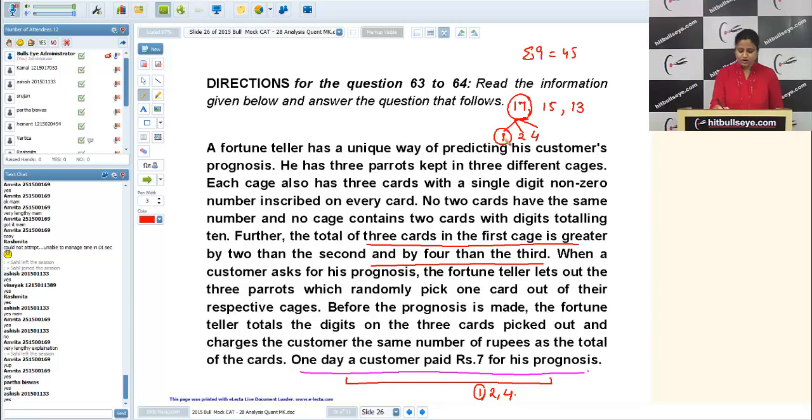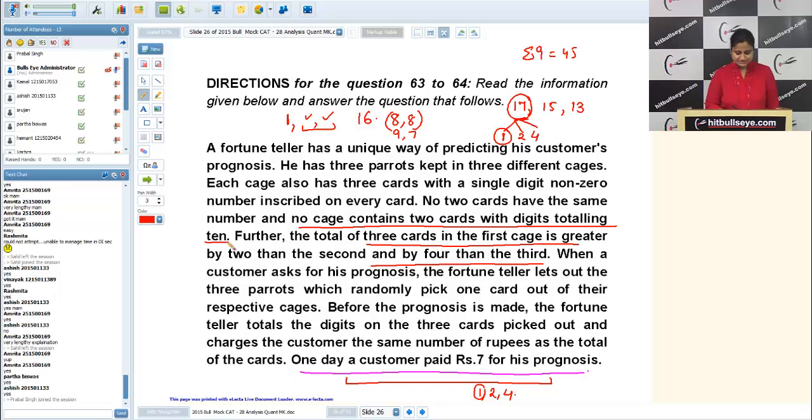I'm claiming that 1 cannot go to the cage whose sum is 17. Why so? Say one number is 1 and the total is 17. Then the total of the other 2 numbers will be 16. Now we can make 16 in 2 ways. Either we write 8 and 8, which is never possible because we are using distinct digits, or we can take 9 and 7. Again, this is not possible because of this line: no cage contains 2 cards with digits totaling 10. If I take 1, 9, 7, then 1 and 9 will give you 10. So this case is not possible. So the cage whose sum is 17 cannot contain the card bearing 1. That's why this is not a possible case.